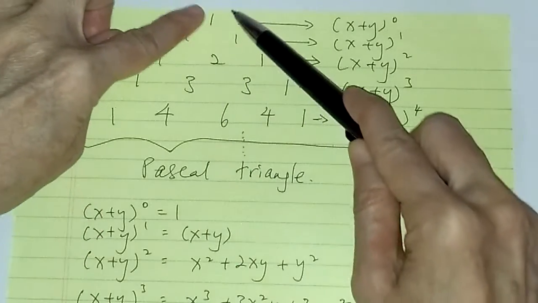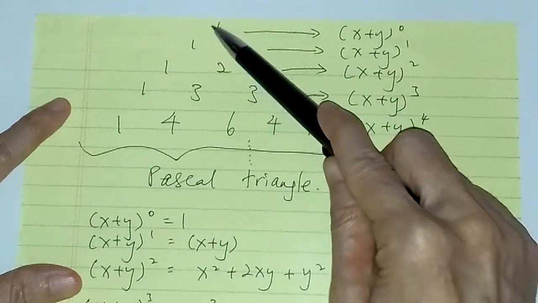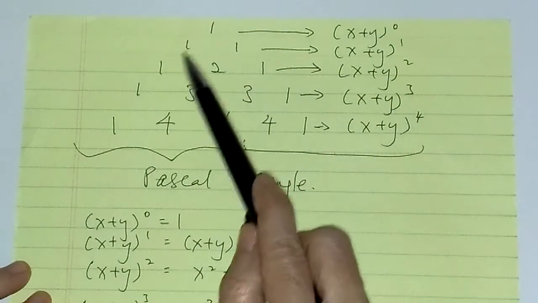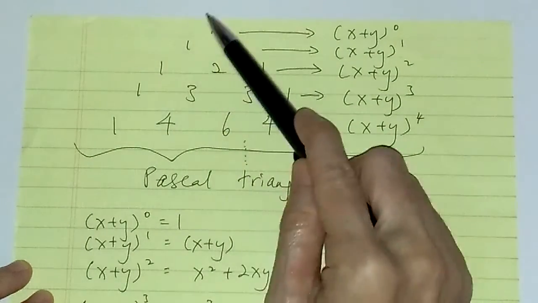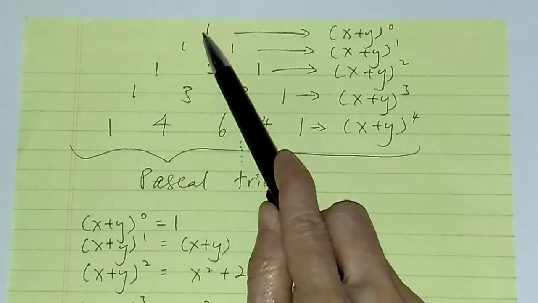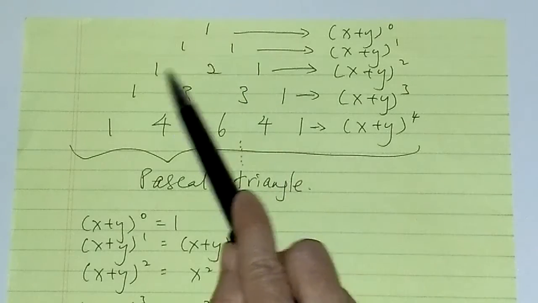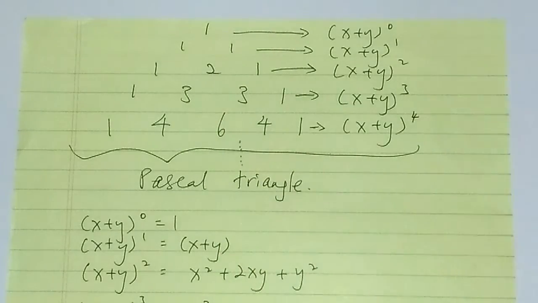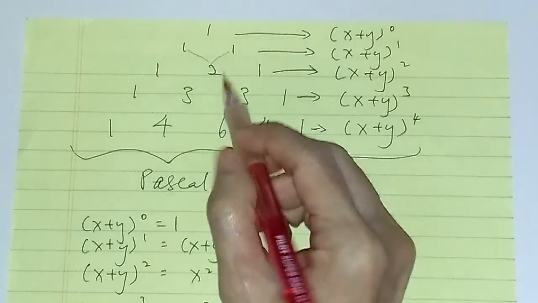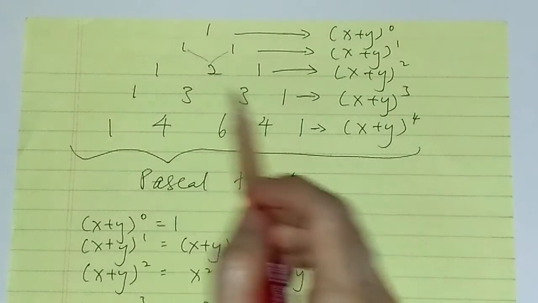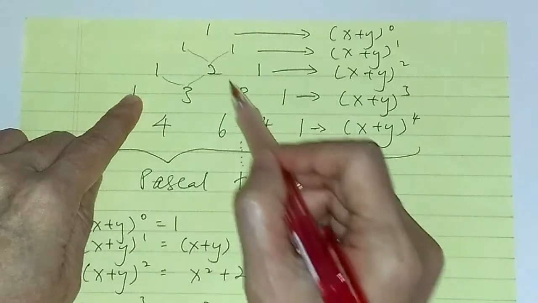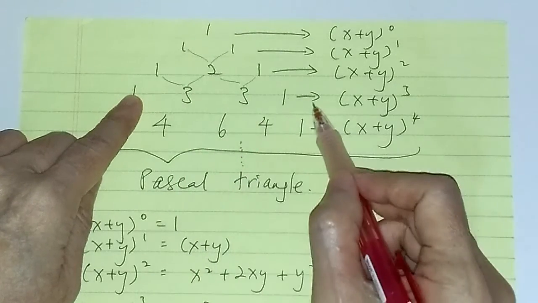The outer numbers are always 1, and you arrange them in the form of a triangle. So the next row is 1 1, and then 1 2 1. How to get 1 2 1? 1 plus 1 is 2, and the next one is still 1. Then the next row: 1 plus 2 is 3.